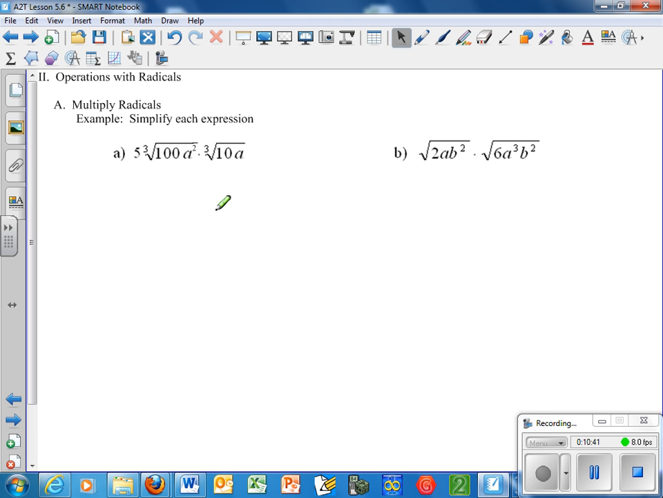Alright, now we're going to look at multiplying some radicals. You've done some of this in prior classes in algebra and geometry. You're only going to be able to multiply things that are underneath the same radical. If you notice, we're dealing with cube roots. Now, I have this 5 out here originally, so I'm going to leave that there. And then I'm going to multiply. I have both cube roots here, so I'm going to multiply the things underneath the radicals. So 100 times 10 is 1,000. a squared right here times a to the first right here is a cubed. So underneath my cube root, I get 1,000a cubed.